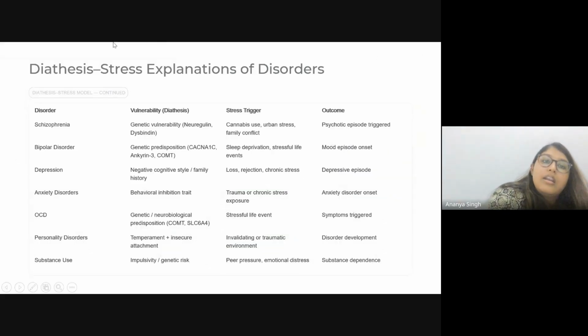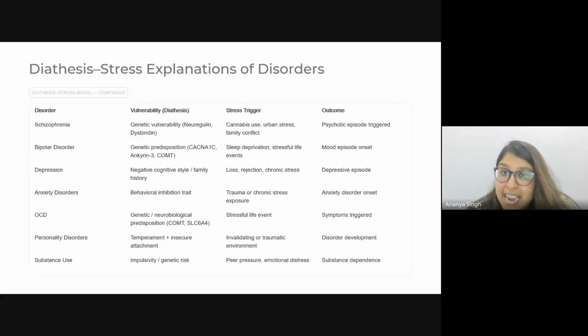Right. Now coming to diathesis-stress explanations of disorders. In schizophrenia, as we were discussing, the genetic vulnerability comes from two main genes that have been implicated in research studying schizophrenia. One is neuregulin, the other is dysbindin.